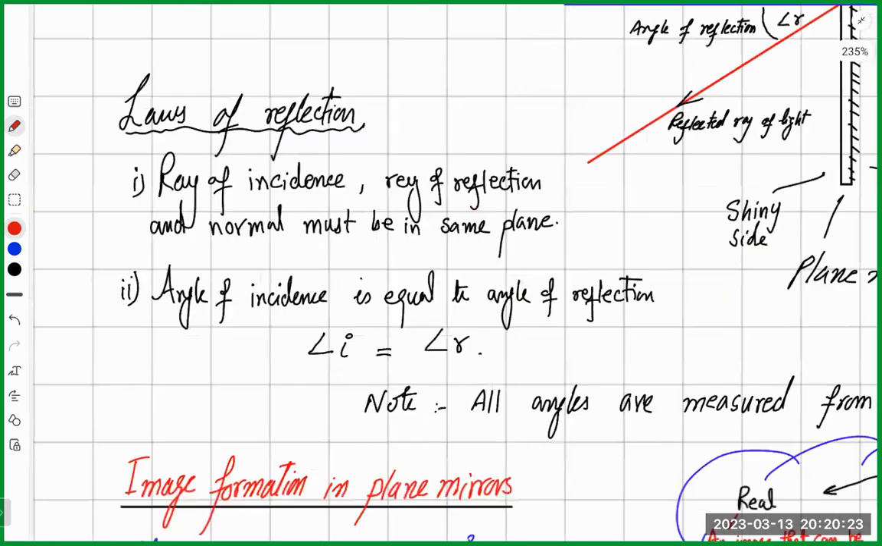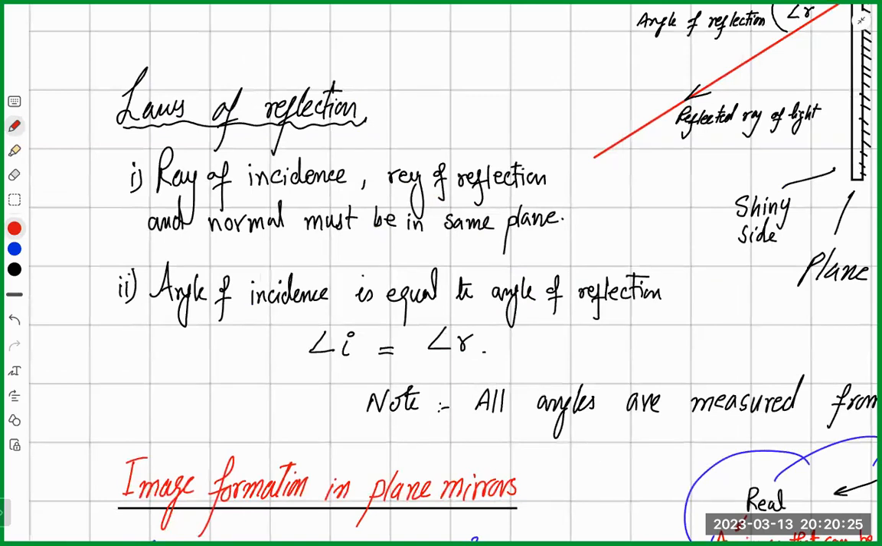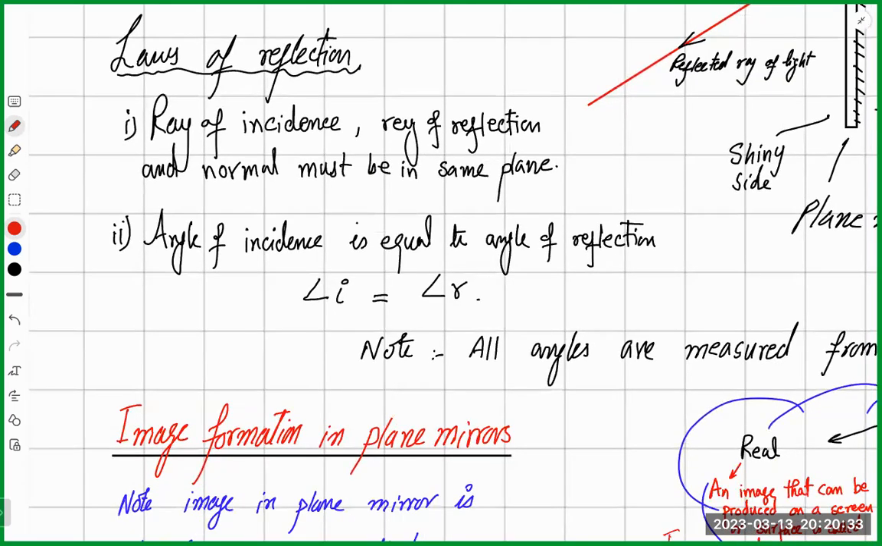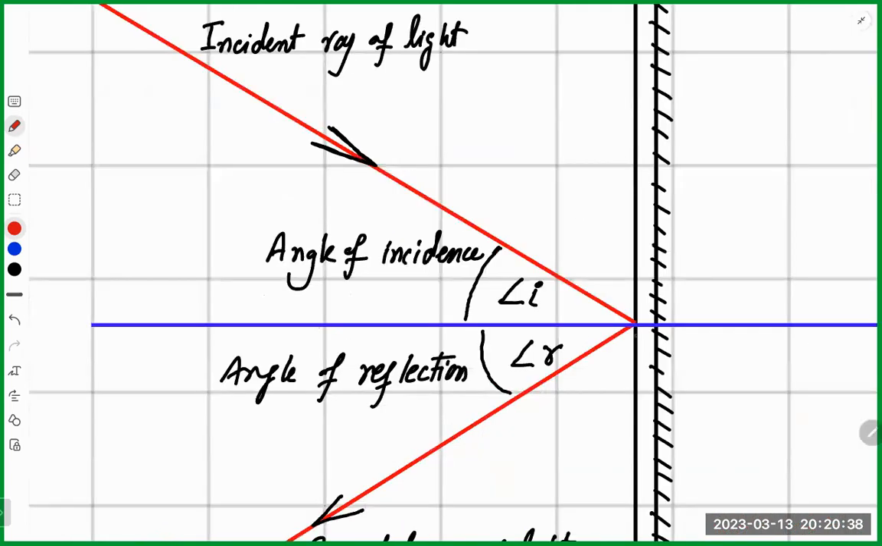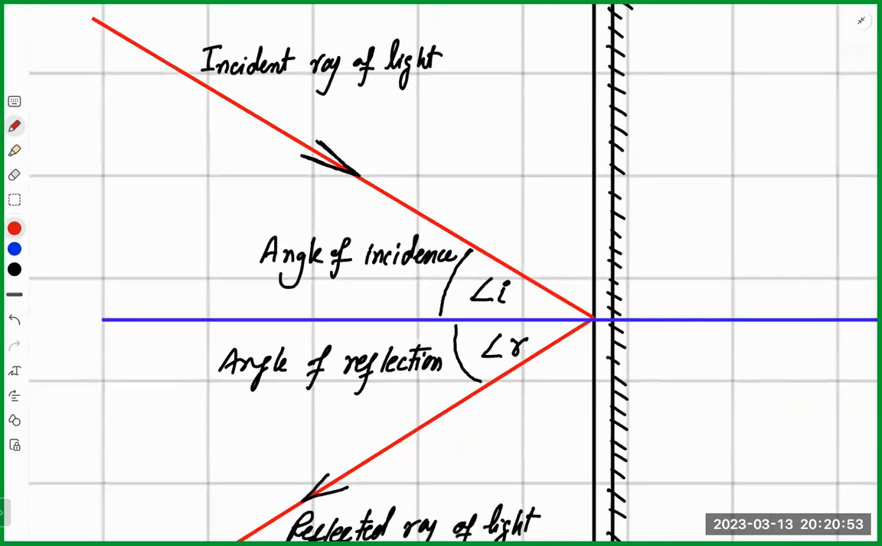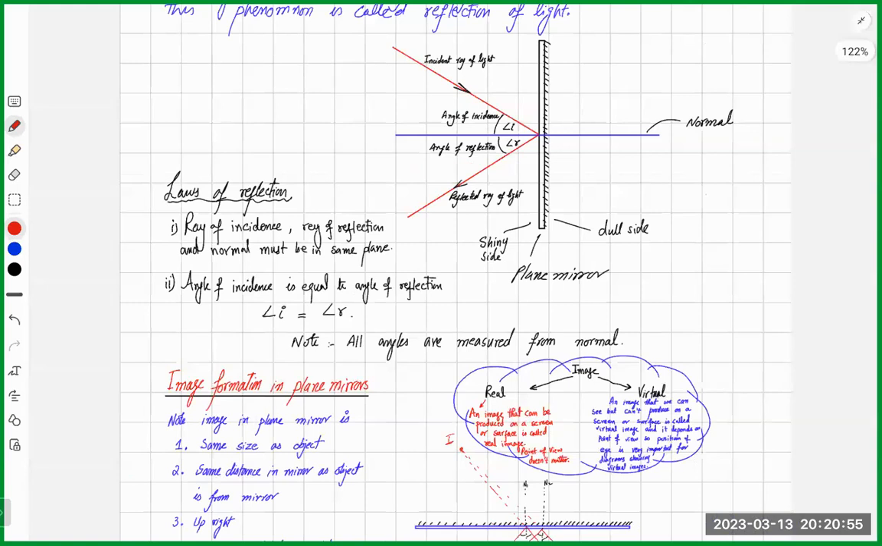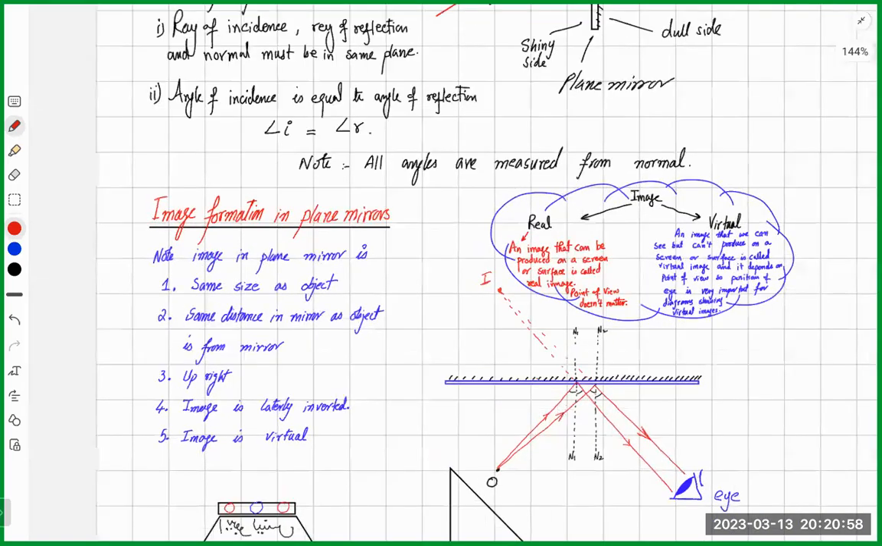The ray of incidence, the normal, and the ray of reflection must all be in the same plane. Number two, the angle of incidence is equal to the angle of reflection. So whatever angle the wave makes with the normal, it reflects with the same angle as well. Angle I and angle R in the diagram are equal. And one very basic thing: all the angles are always measured from the normal. We don't measure angles from the surface. We always measure angles from the normal.